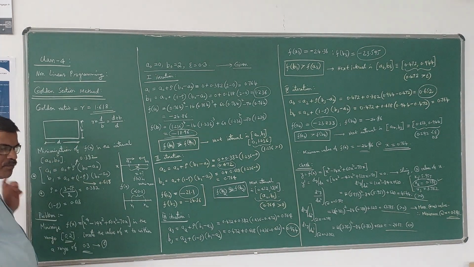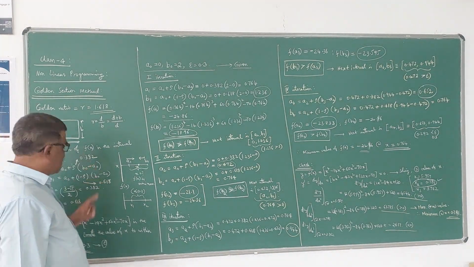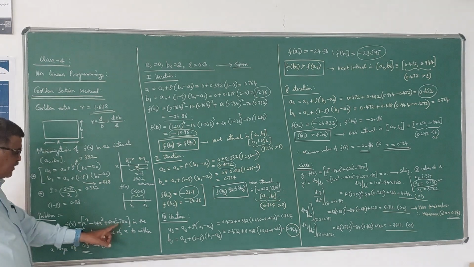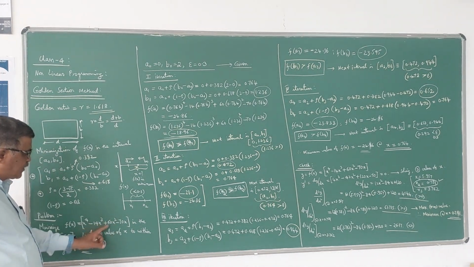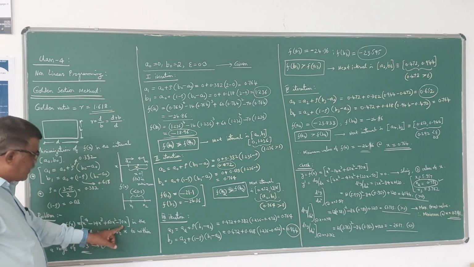Now let us see how we are going to solve this problem. The f of x function is given here: x power 4 minus 14x cube plus 60x square minus 70x is your f of x.